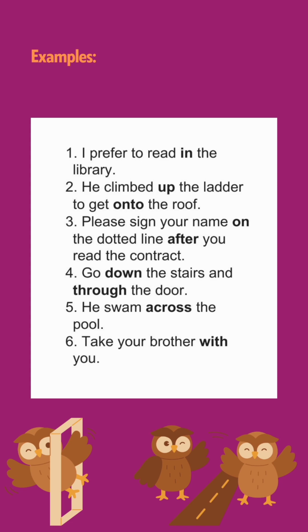Examples: I prefer to read in the library. Here, in. He climbed up the ladder to get onto the roof. Here, on too. Then we have on and after in the third sentence, down and through in the fourth one, and across in the fifth one, while with in the sixth sentence.